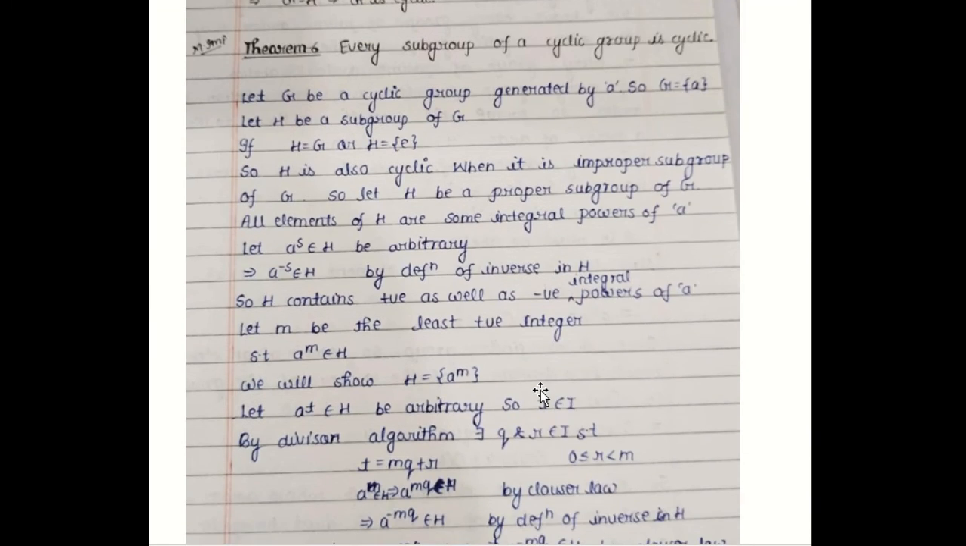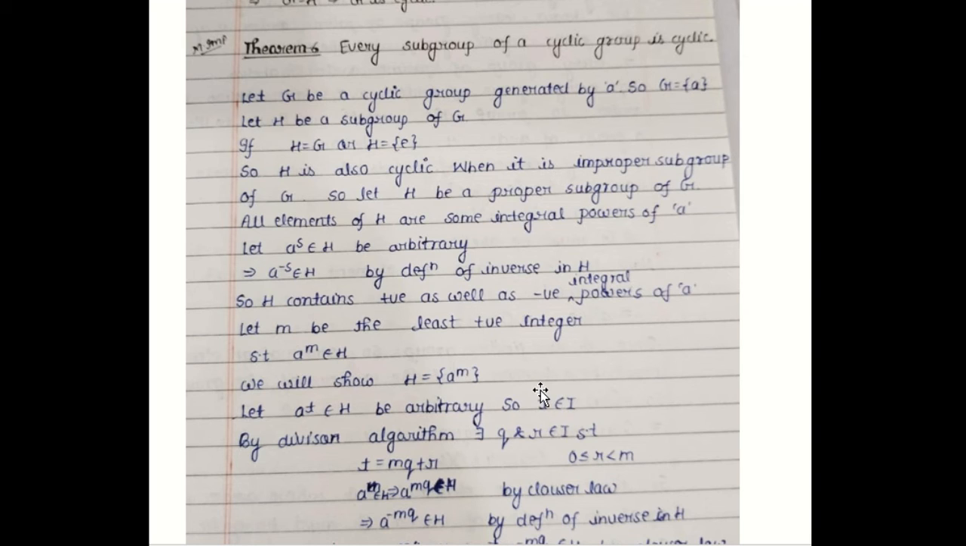Now the second theorem: every subgroup of a cyclic group is cyclic. Let G be a cyclic group generated by A, and let H be any subgroup of G. If H is an improper subgroup, then there is nothing to prove; H will be generated by E and the theorem is proved. So H is also cyclic when it is an improper subgroup of G. So let H be a proper subgroup of G.